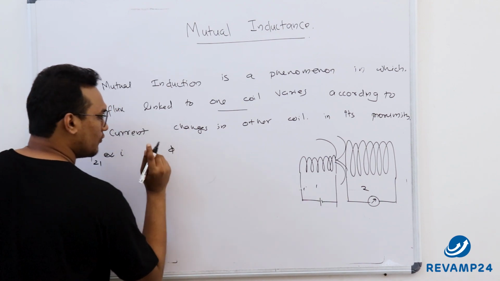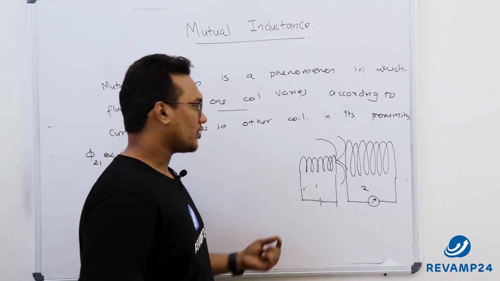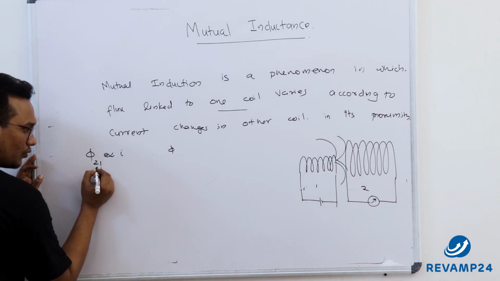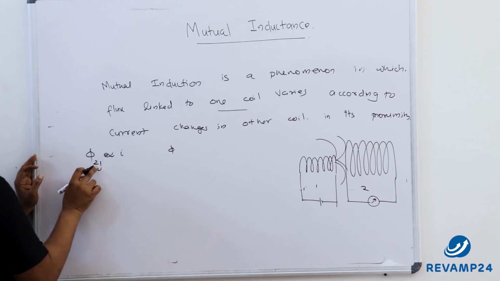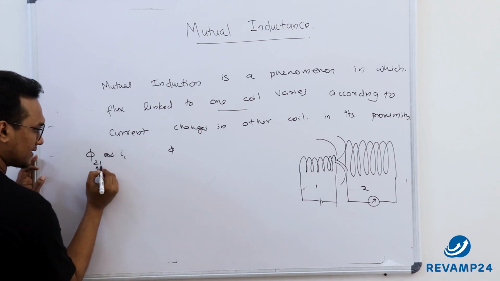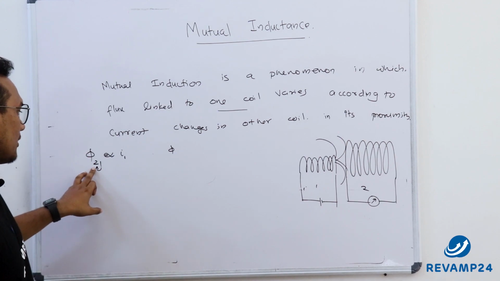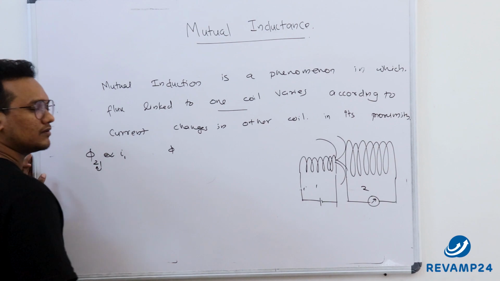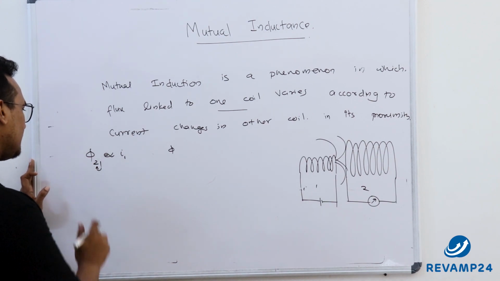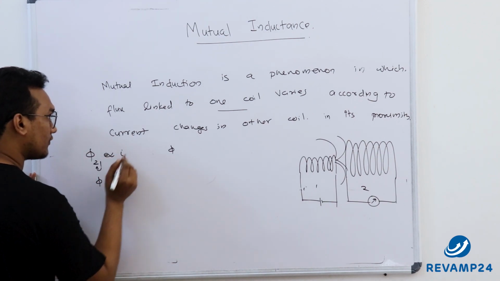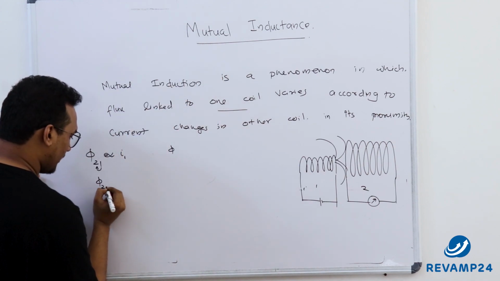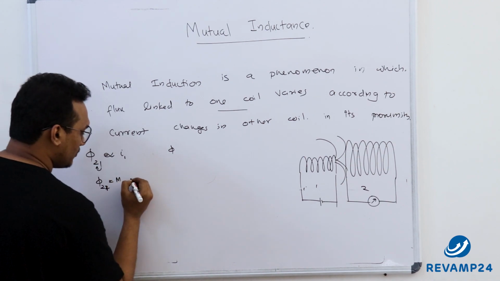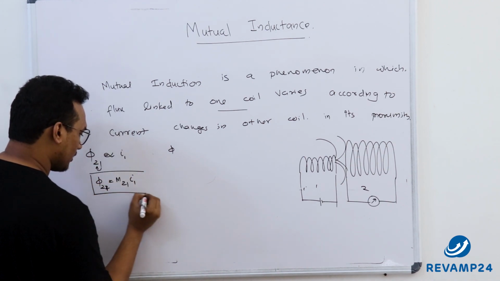Previously I mentioned only one flux because it was on the same coil, so I didn't have to mention numbers, but here I have to mention them. On 2 due to 1: the current is going through 1, so 1 is the reason here, and the effect is happening on 2. The current going through 1 is linking a flux on the second coil. This constant of proportionality is the coefficient of mutual induction. So phi 21 is equal to M21 into I1. Very important relation, this one.